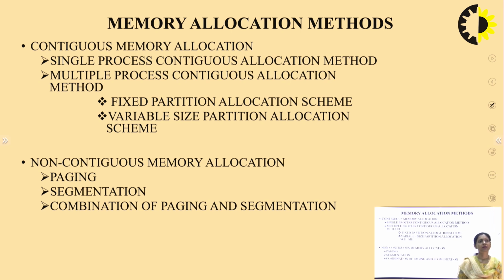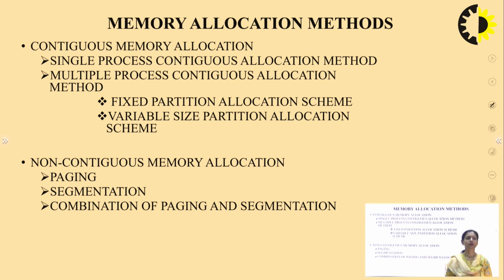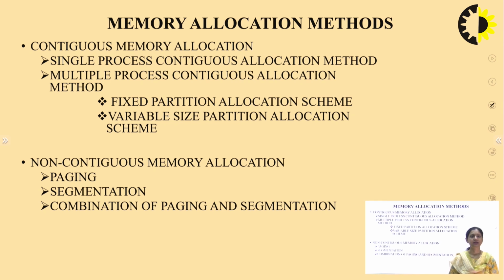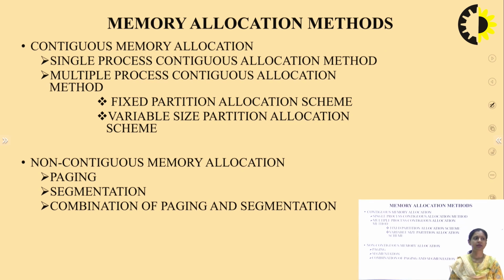So we have different memory allocation methods. The first one is contiguous memory allocation, in which we have the single process and the multiple process contiguous allocation method. In multiple processes, because multiple processes are entering into the system, for that we have fixed partition allocation and variable sized partition allocation. When we are talking about non-contiguous memory allocation, that means the process that is entering into the system is not saved in the continuous memory. So for that we have paging, segmentation, or the combination of paging and segmentation.